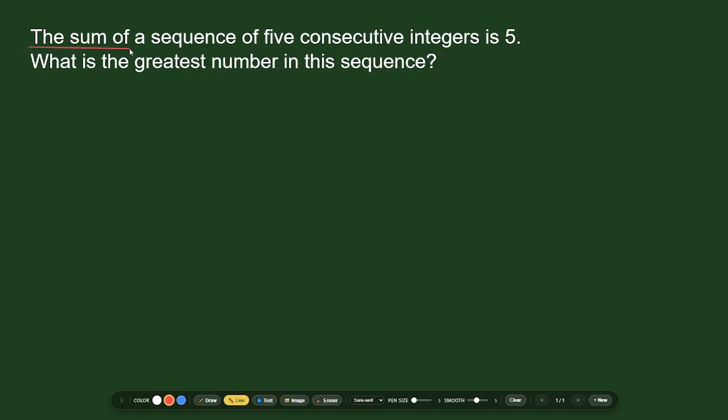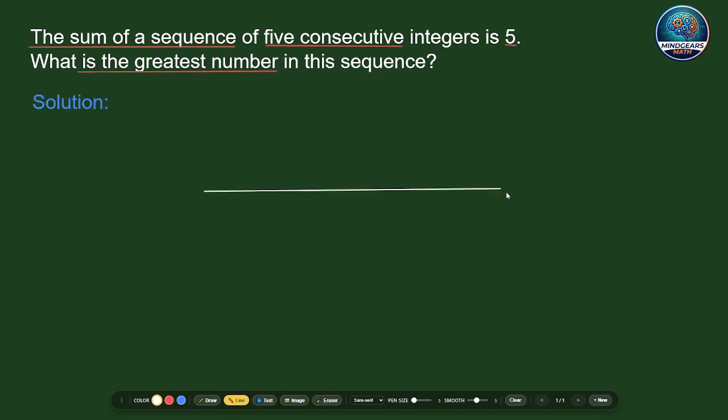The sum of a sequence of 5 consecutive integers is 5. What is the greatest number in this sequence? Let's solve this step by step.